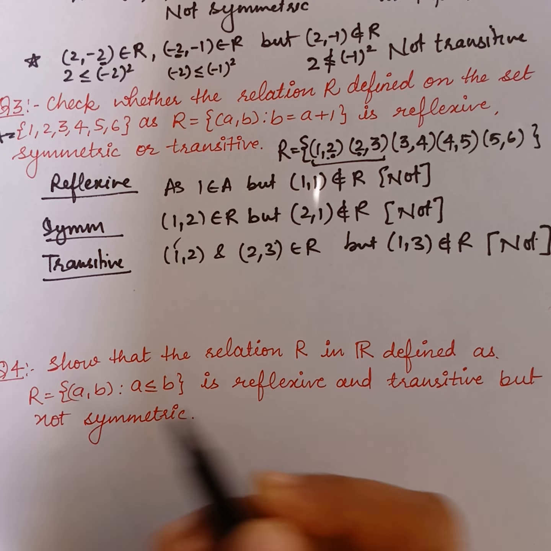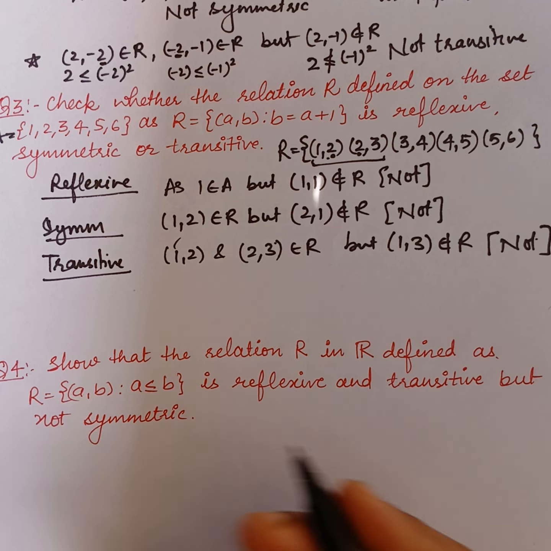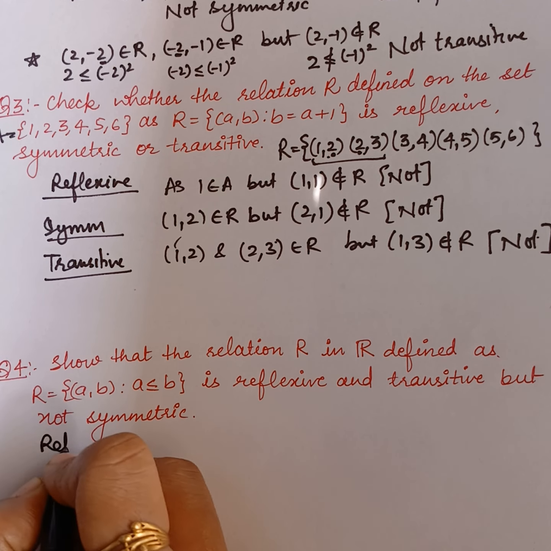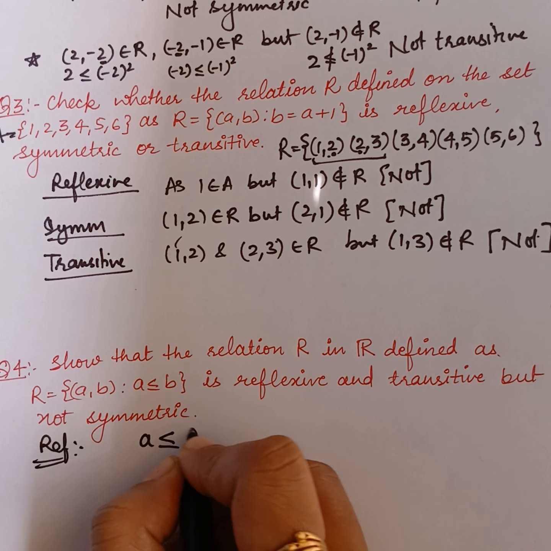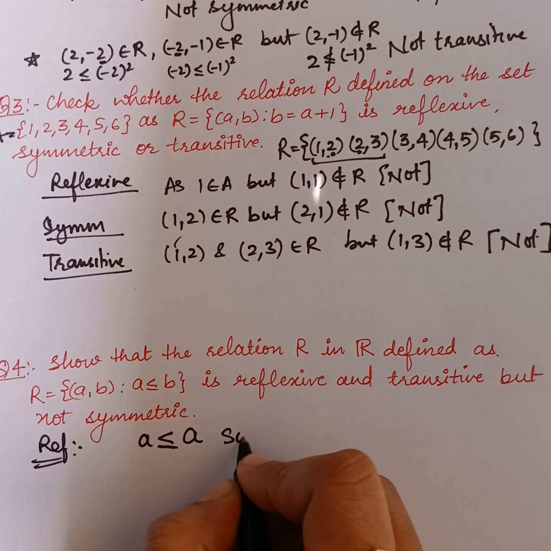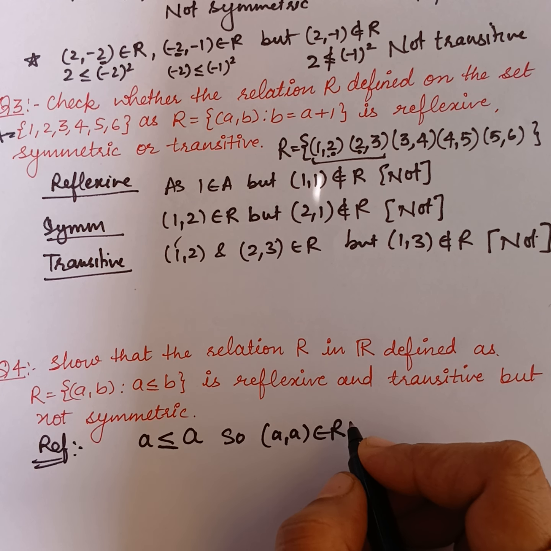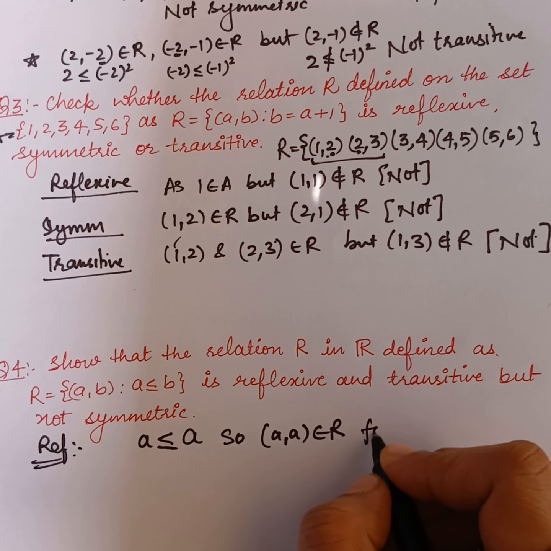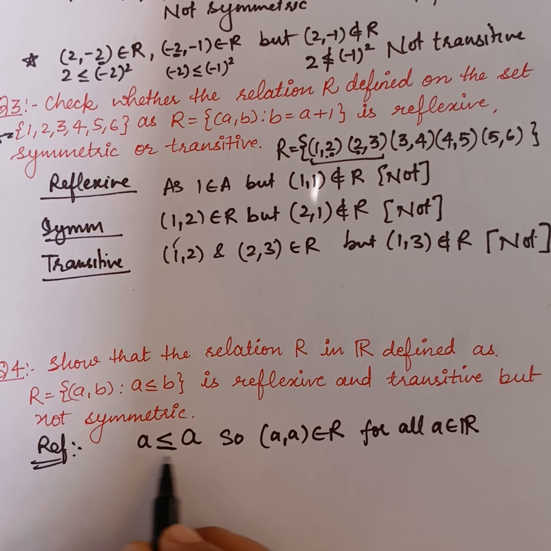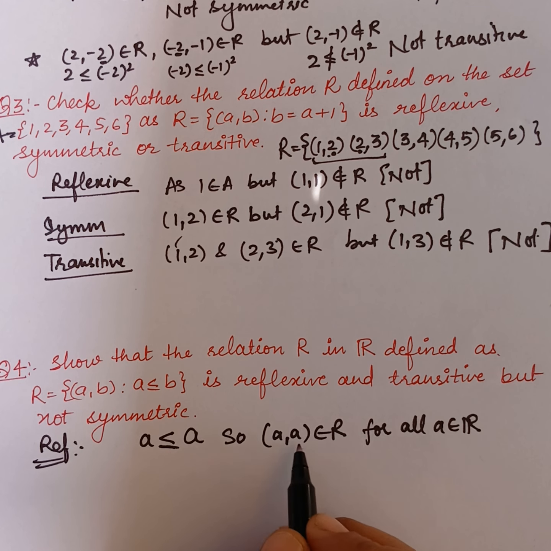So for not symmetric, I need to find an example. If I know the example, then I can write it and show that it is not symmetric. But they are saying that it is reflexive and transitive. Why is it reflexive? We can show that. Obviously, any element will be less than or equal to itself, because the equal sign is there. So (a, a) belongs to R for all a belongs to R. For all a belonging to real numbers, obviously this condition is going to be satisfied. a ≤ a, so we will have (a, a) belongs to R.